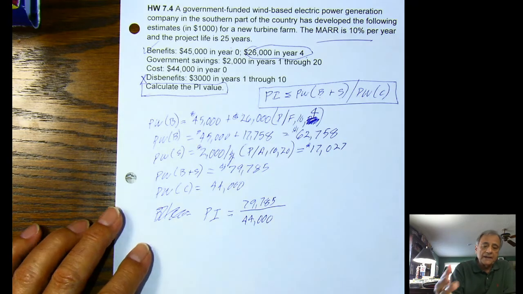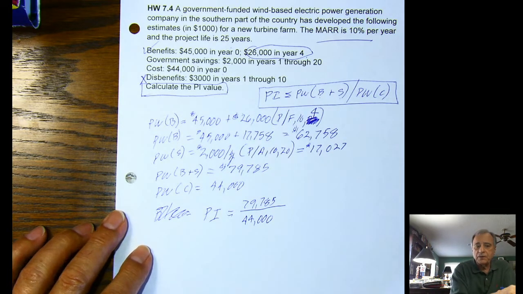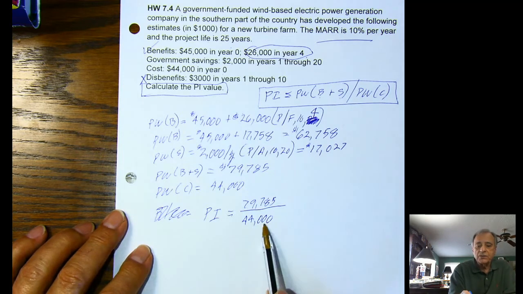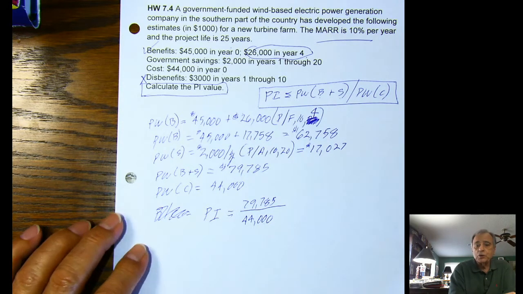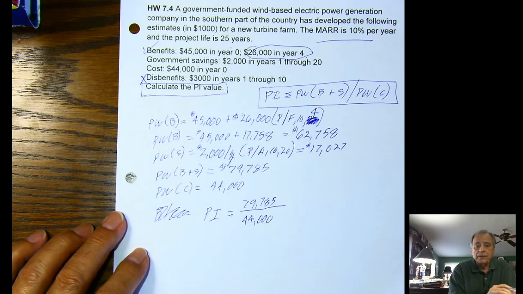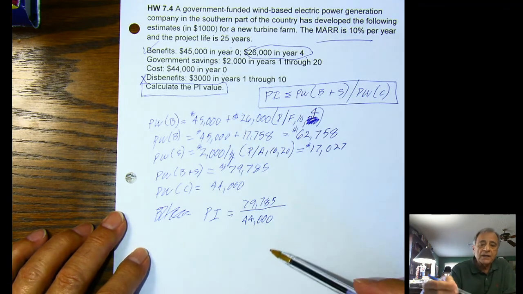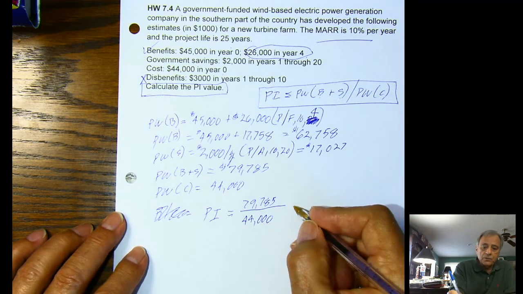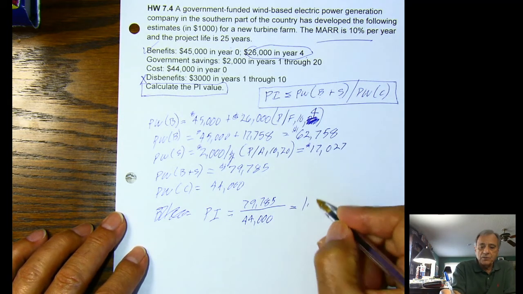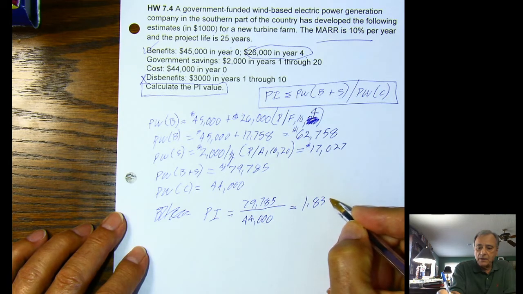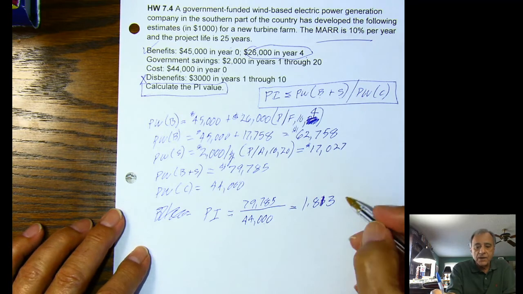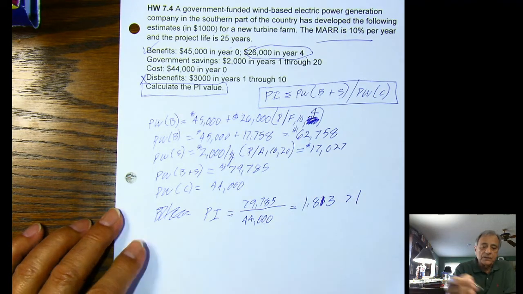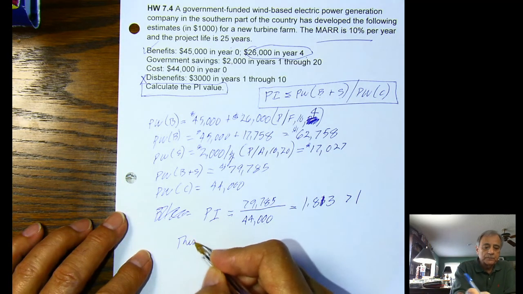So in that sense, the profitability index is kind of like the modified BC ratio, restricting the denominator to only initial costs, and that's why we had to throw that savings back up into the numerator. So when you do this calculation, you get 1.83813, and that is greater than 1, so this project can be done.